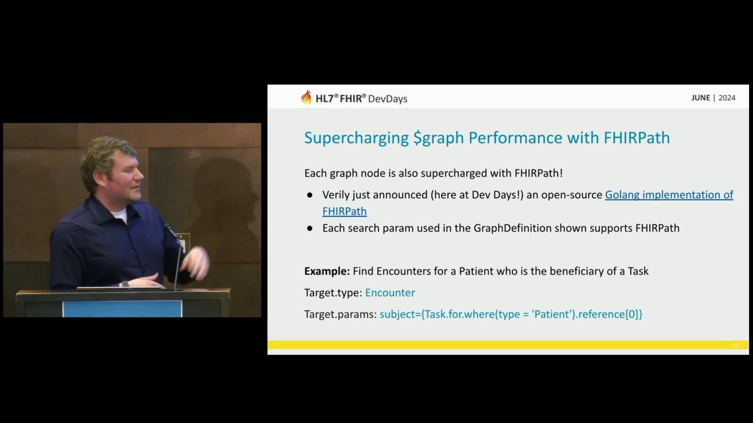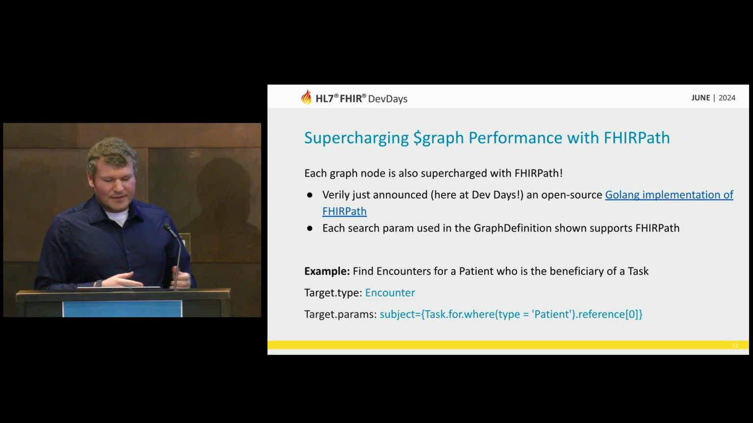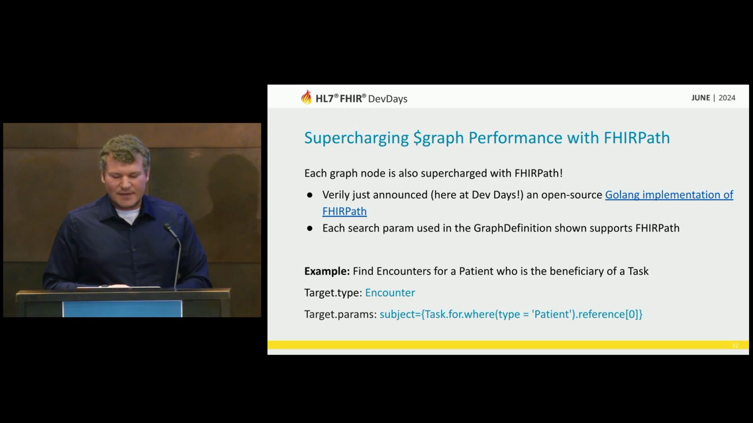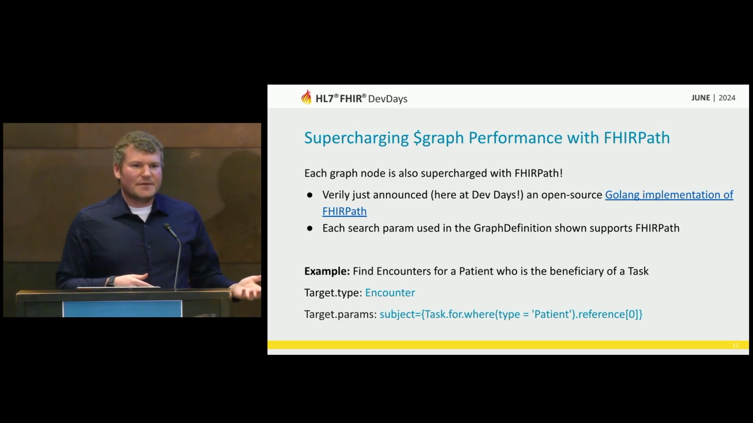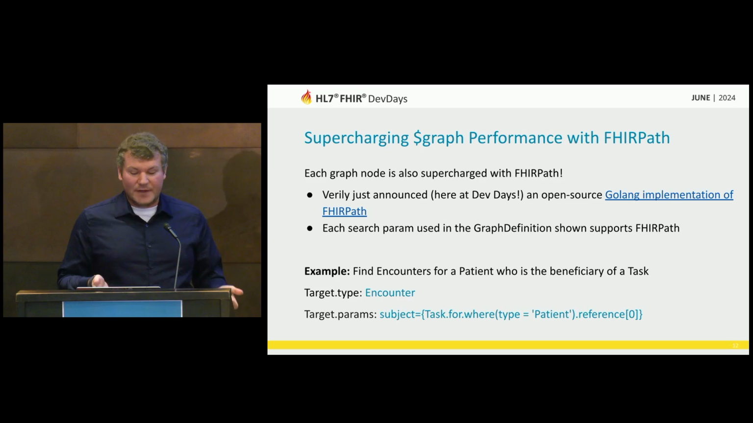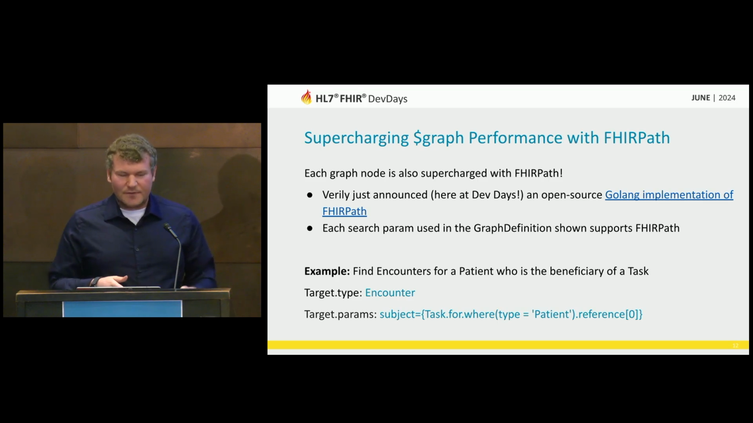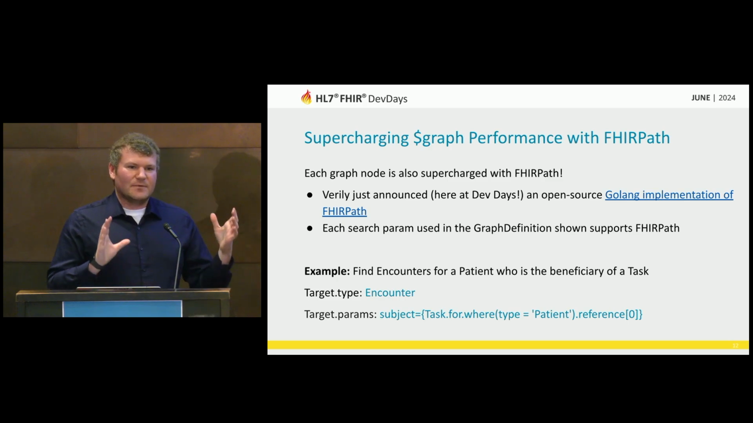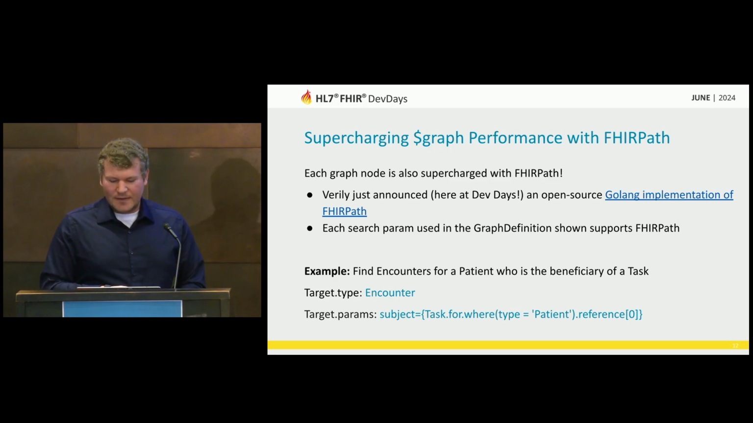So I just came up with another simple example here. We have an encounter. We want to find the encounters for a patient who's the beneficiary of a task. The beneficiary of a task is stored in a task.for field. So what we can do is search for all those encounters where the subject is that patient, and the way we get that patient is through FHIRpath. So we're saying task.for, which is a bunch of references, but we want to get the references that refer to the patient using FHIRpath, and then we'll use that to search for the subject.